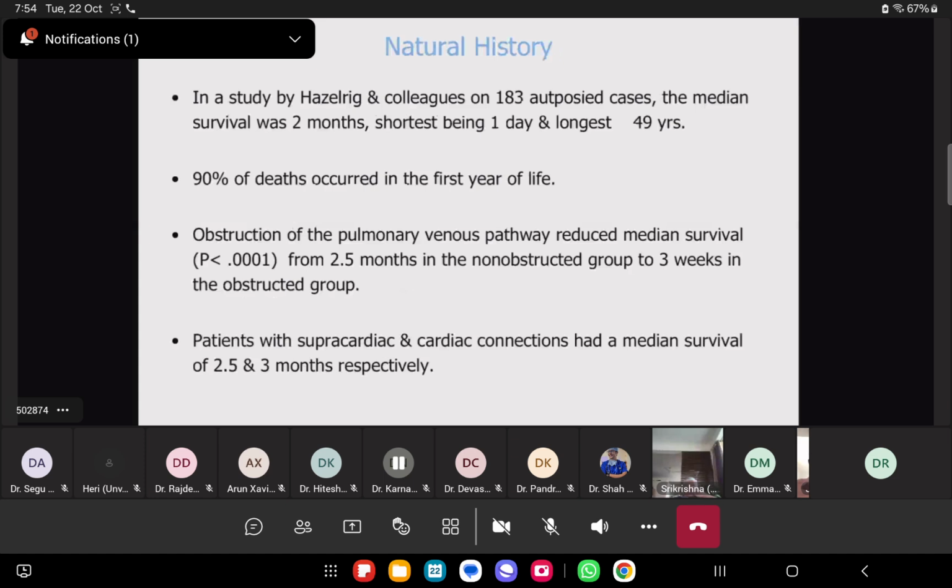In a study by Hazelrigg and colleagues, 180 autopsy cases, the median survival was 2 months, shortest being 1 day, longest being 49 years. 90% of the deaths occur in the first year of life. Obstruction of the pulmonary venous pathway reduced median survival from 2.5 months in the non-obstructive group to 3 weeks in the obstructive group. So patients with supracardiac and cardiac connection had a median survival of 2.5 to 3 months, and patients with infracardiac connection had a worse prognosis with median survival of 3 weeks.